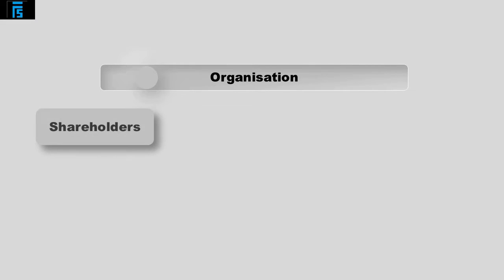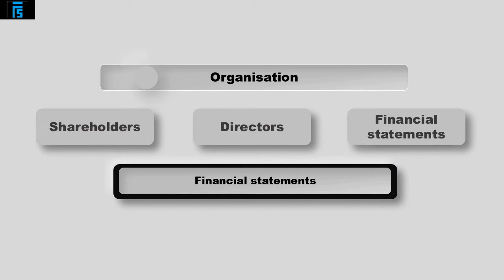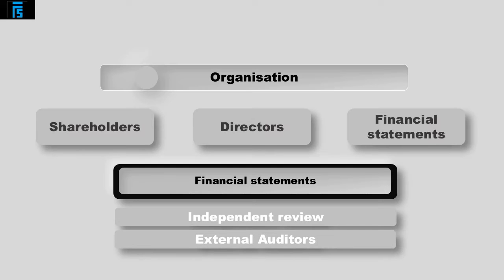An organisation has shareholders who invest money into the company, the directors who are then responsible for looking after that investment and reporting on how the company is performing, and the financial statements, which are prepared by the directors so the shareholders can see how their investment is doing, as well as other users to review for their own decisions. In order for the shareholders to feel reassured that the information they review in the financial statements is prepared properly, it is reviewed by an independent party on their behalf. The independent party is the external auditor.